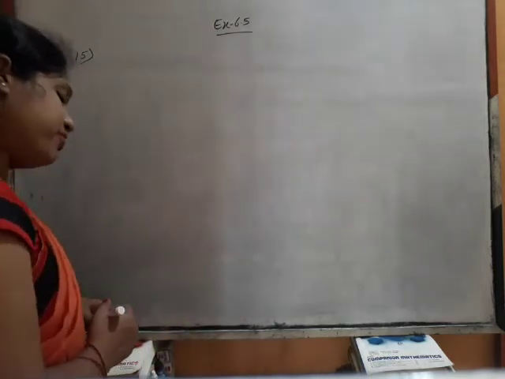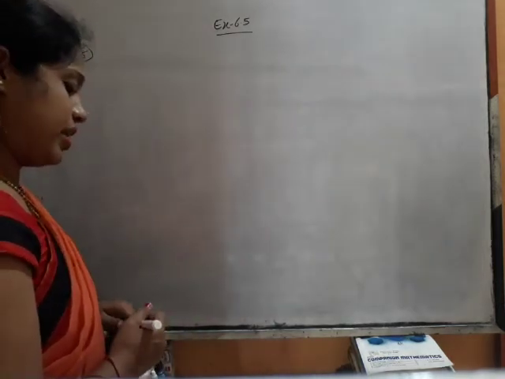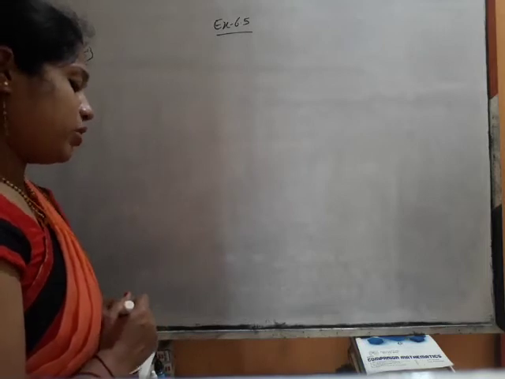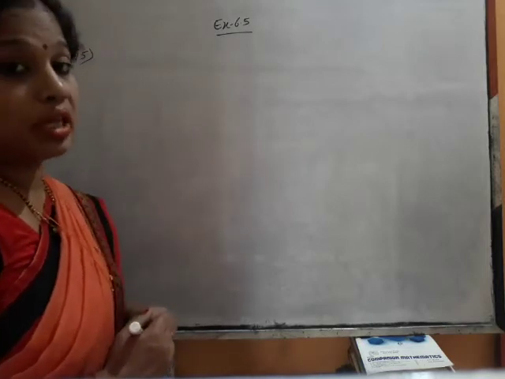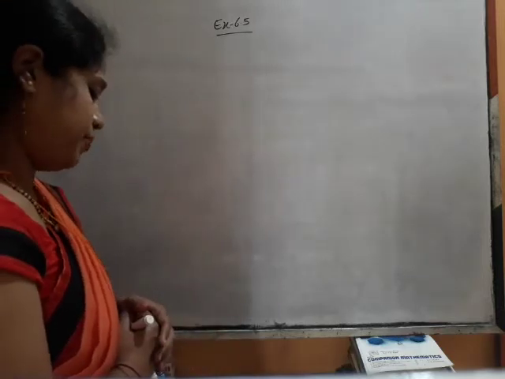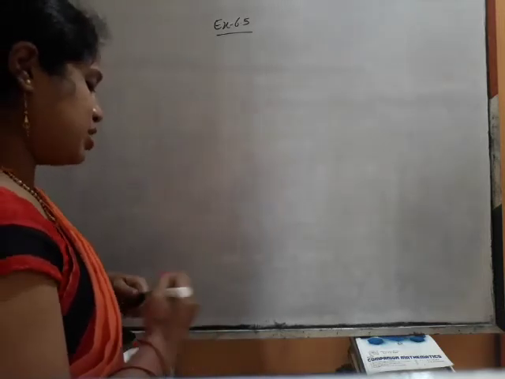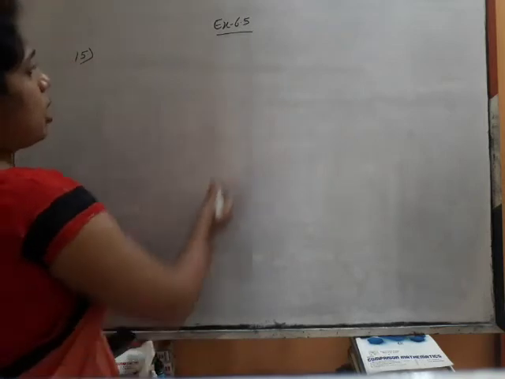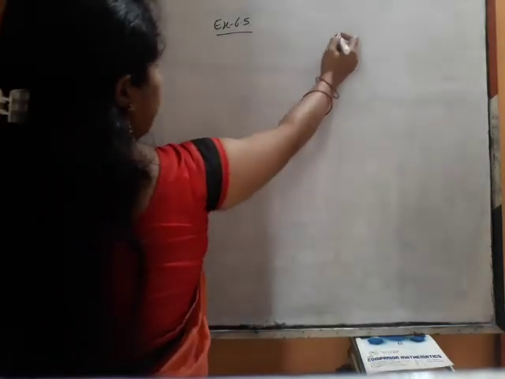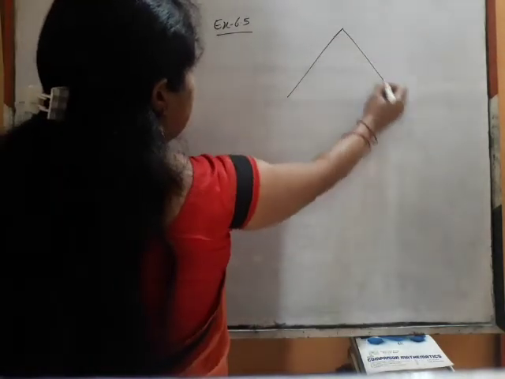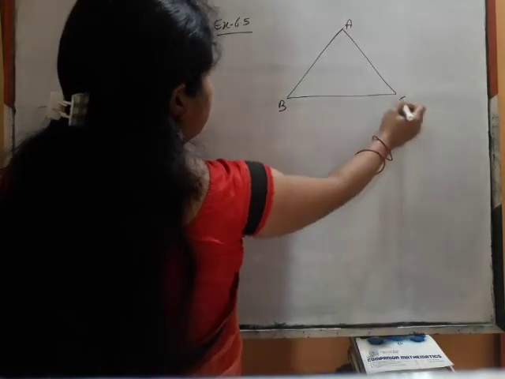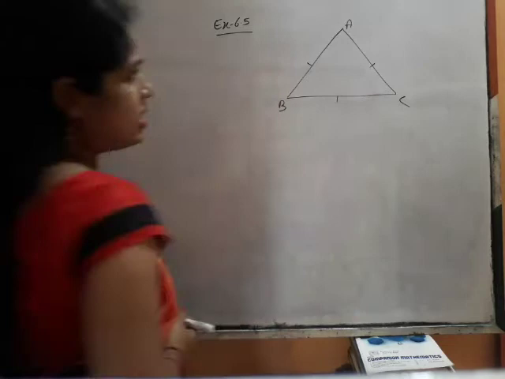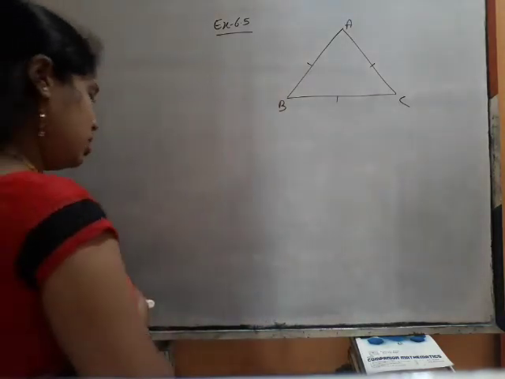So question number 15 says, in an equilateral triangle ABC, D is a point on side BC such that BD is equal to 1/3 DC, that is 1/3 of BC. So prove that 9AD square is equal to 7AB square. So initially, what we have here is an equilateral triangle ABC. That means all the sides are equal.